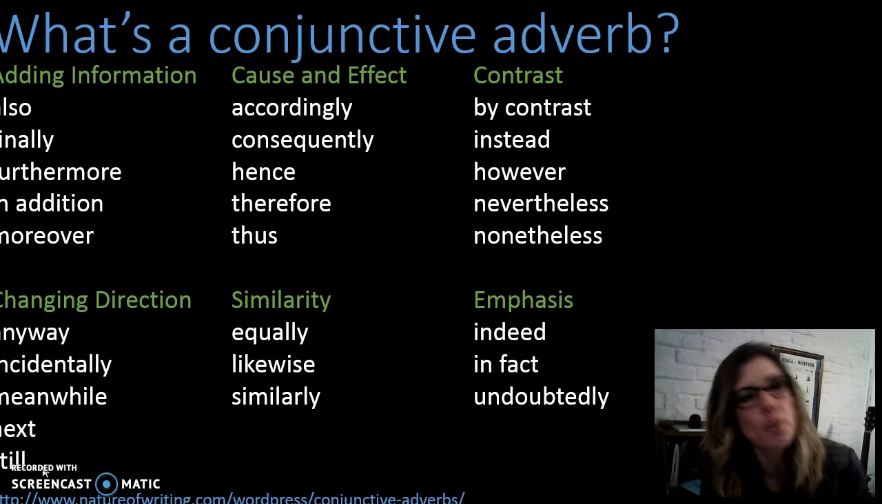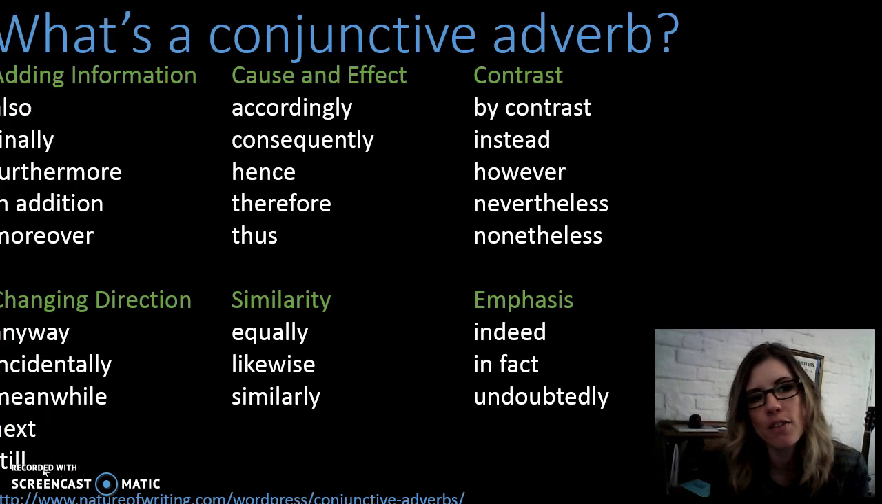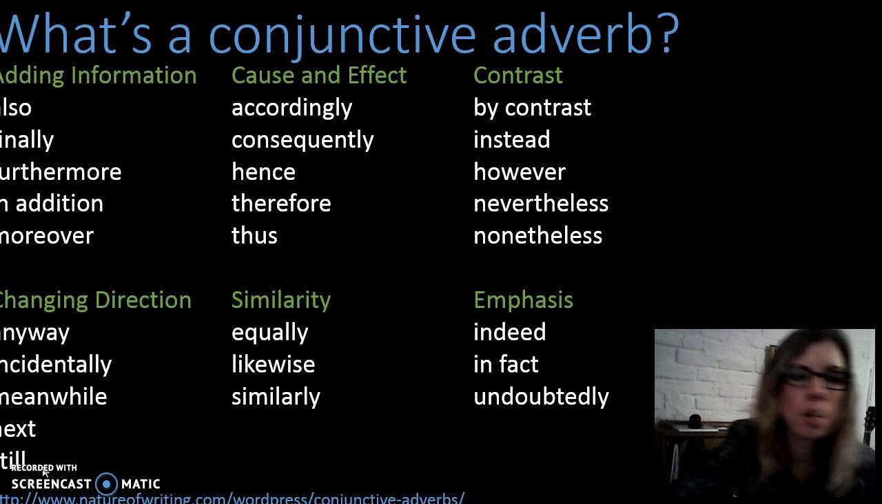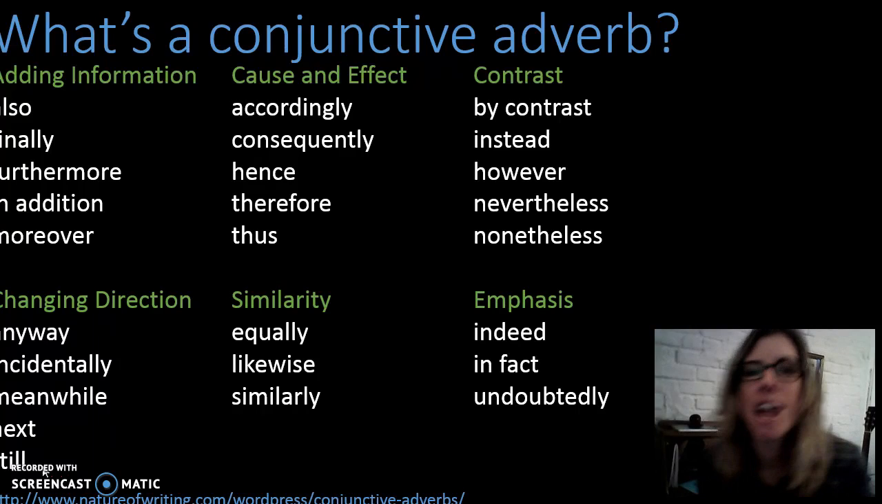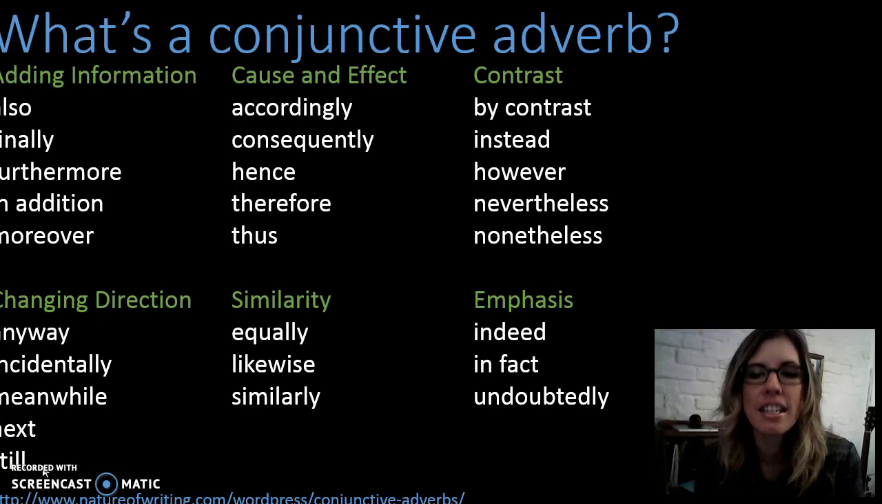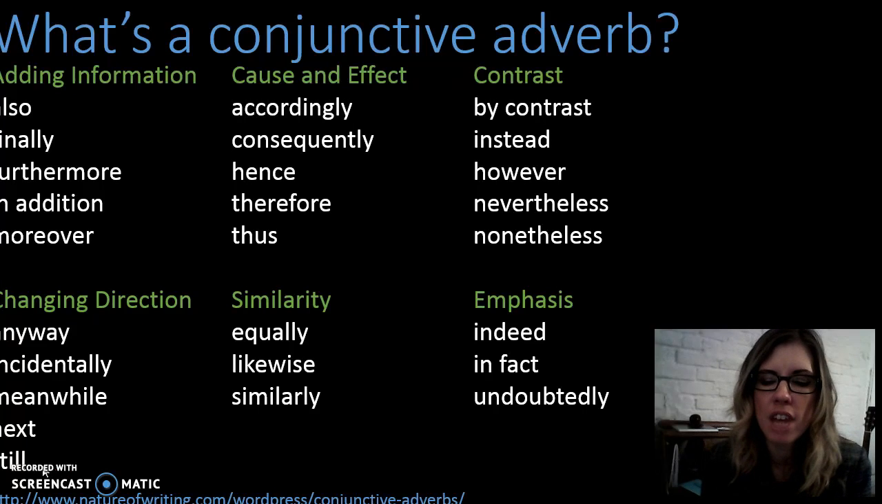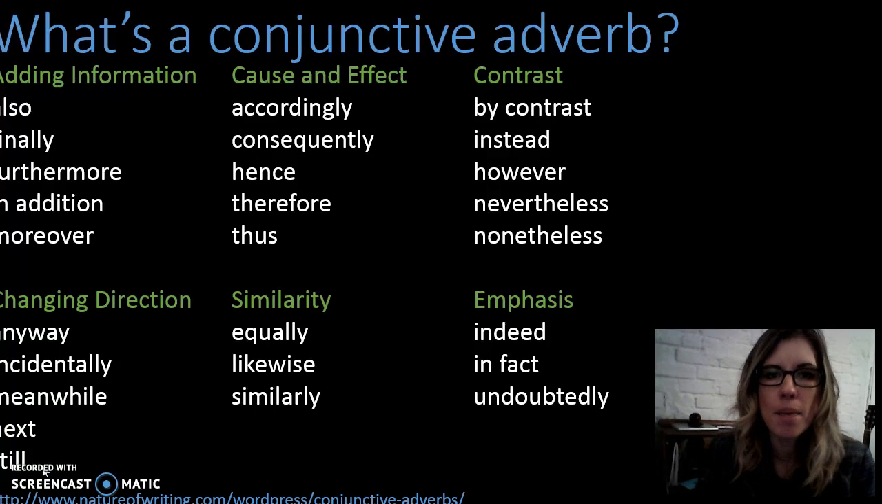Also, finally, furthermore, in addition, moreover, anyway, incidentally, meanwhile, next, still, accordingly, consequently, hence, therefore, thus. Equally, likewise, similarly, by contrast, instead, however, nevertheless, nonetheless, indeed, in fact, undoubtedly. That's not all of the conjunctive adverbs, but it's a lot of them, so it gives you an idea. And then we'll see how they function in a sentence.